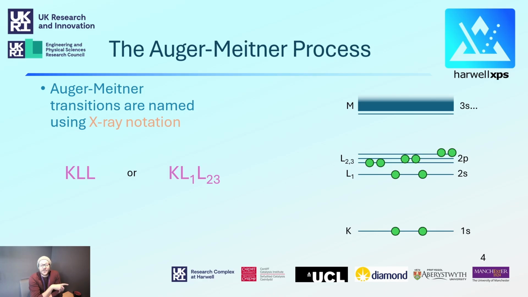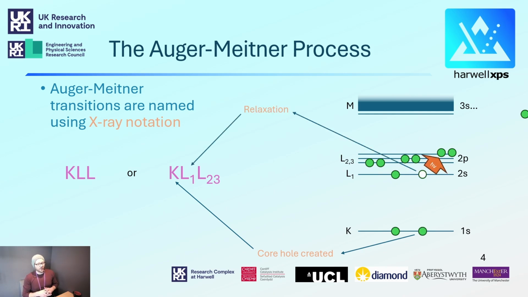Now the naming of these peaks is a little different. We have 3 electronic states involved, and so we end up with a 3-term nomenclature. We also use X-ray notation to name these transitions, which does actually simplify the name somewhat. First, we have our core hole. So in this case, a 1s orbital or a K shell. The next term is our relaxing electron state. So in this case, a 2s or an L1 electron. And then finally, we have our outgoing Auger-Meitner electron, which here is a 2p or an L2 or L3 shell electron.